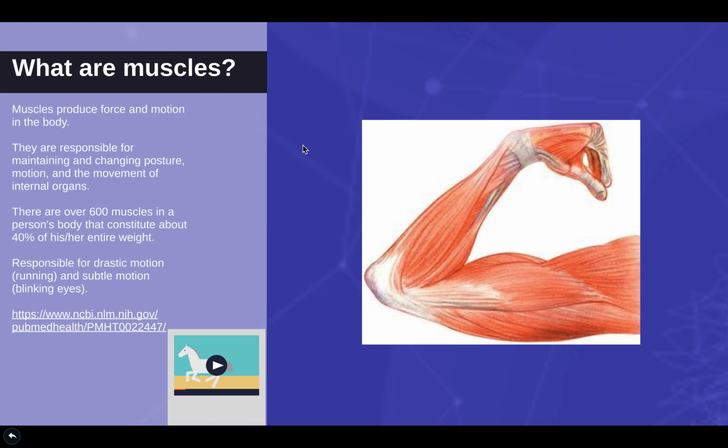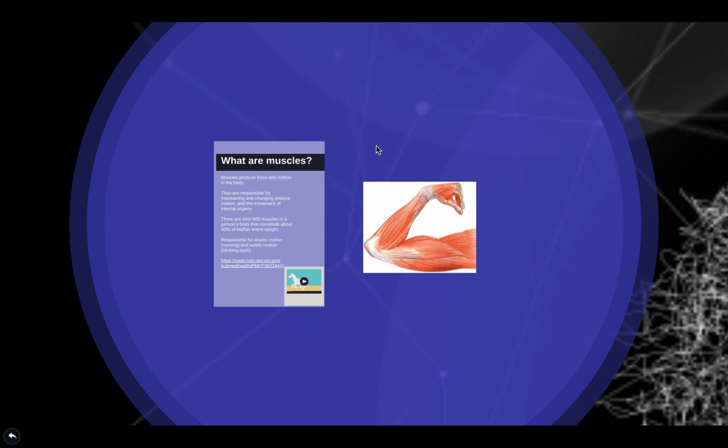They are responsible for maintaining and changing posture, motion, and the movement of internal organs. In every person's body, there are over 600 muscles, and they constitute about 40% of his or her entire weight. So muscles are responsible for both drastic motions, such as running, and subtle motions, such as blinking your eyes.